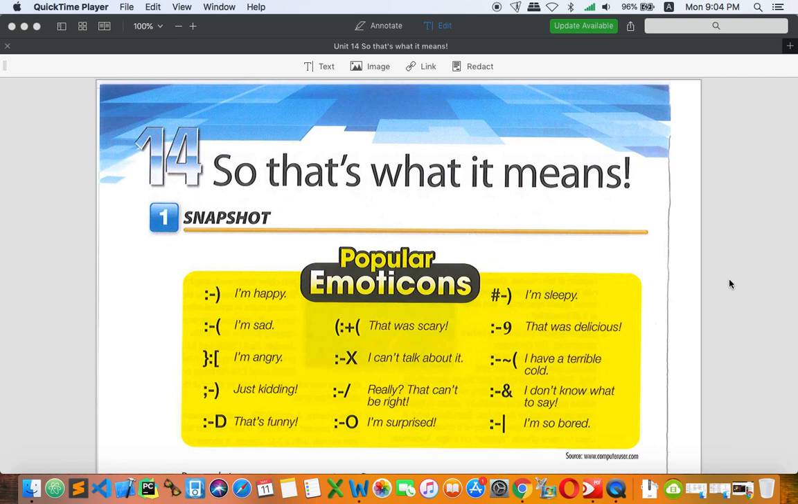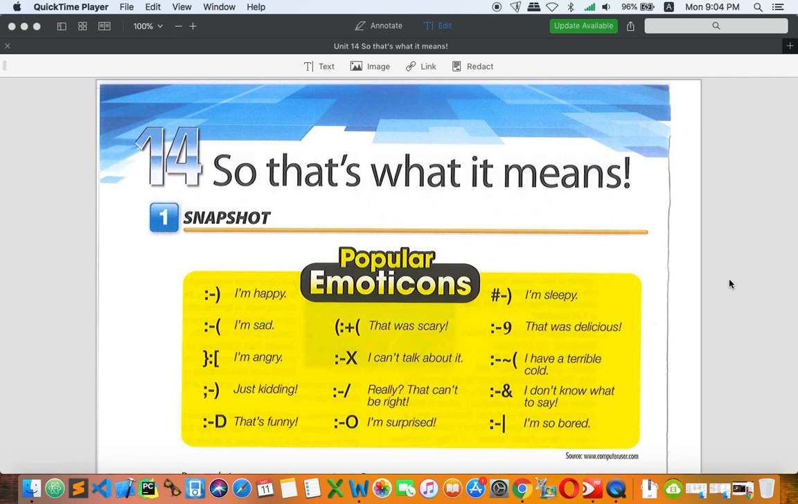Today we're going to continue our lesson, Unit 14. So that's what it means. In this lesson, we can just take a look at the title. It seems like we are learning some kind of language. It's not about spoken language, right? It's about physical language, or you can simply say body language.